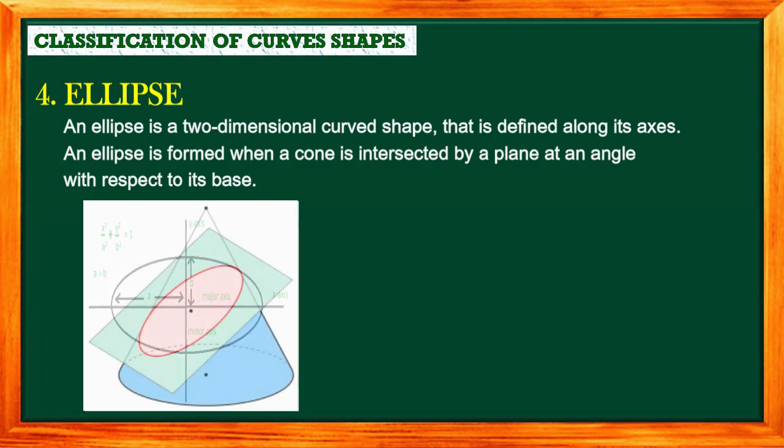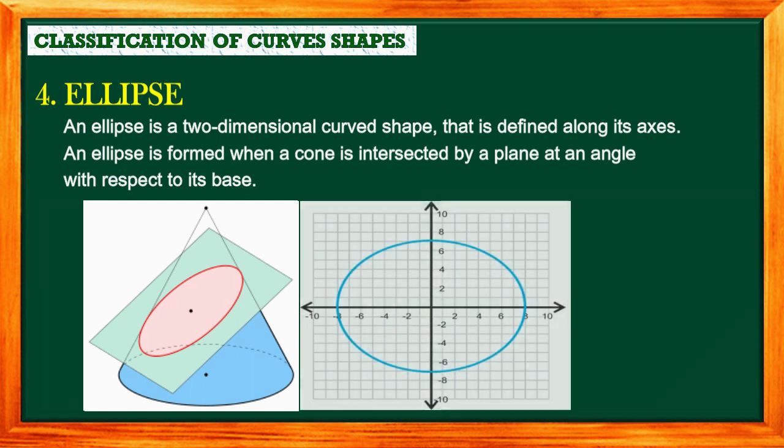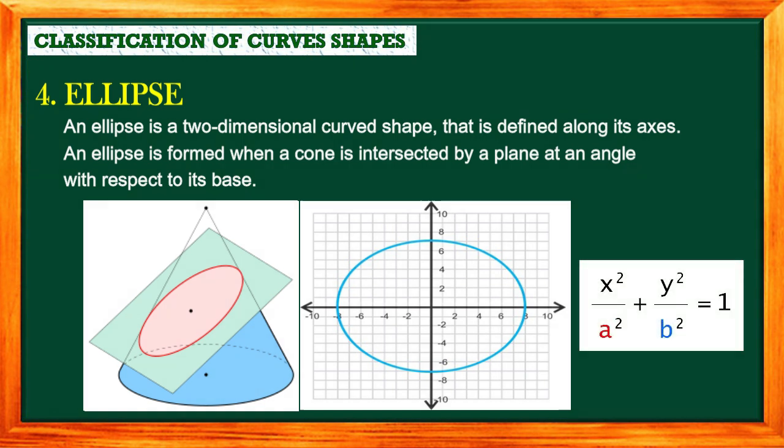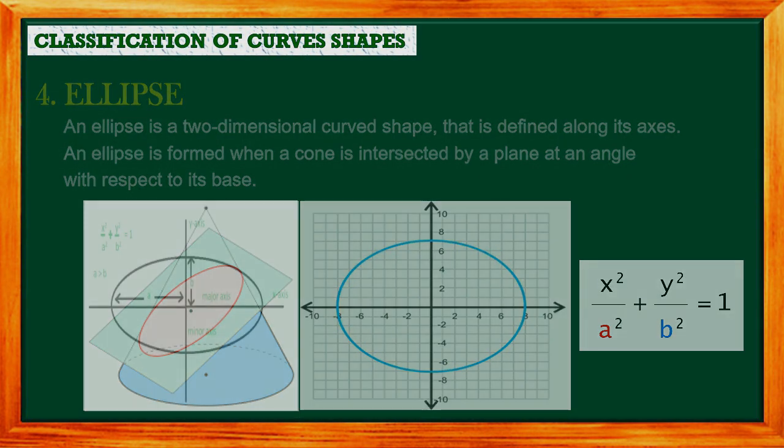An ellipse is formed when a cone is intersected by a plane at an angle with respect to its base. If the major axis of the ellipse is the x-axis, then its equation in rectangular coordinates is x squared over a squared plus y squared over b squared equals 1.